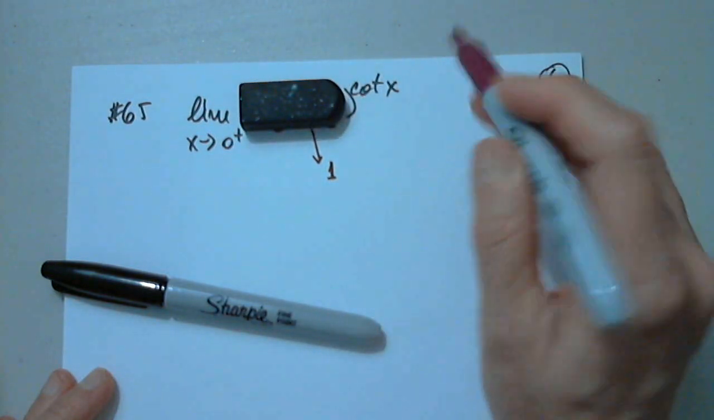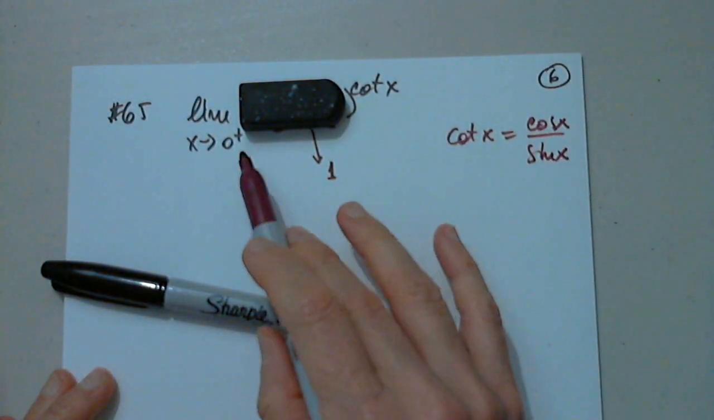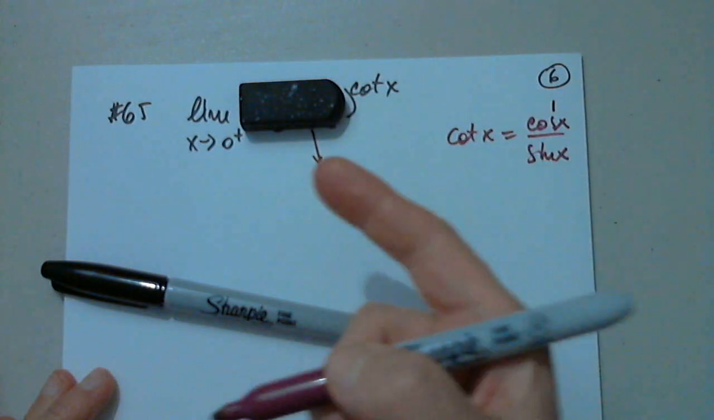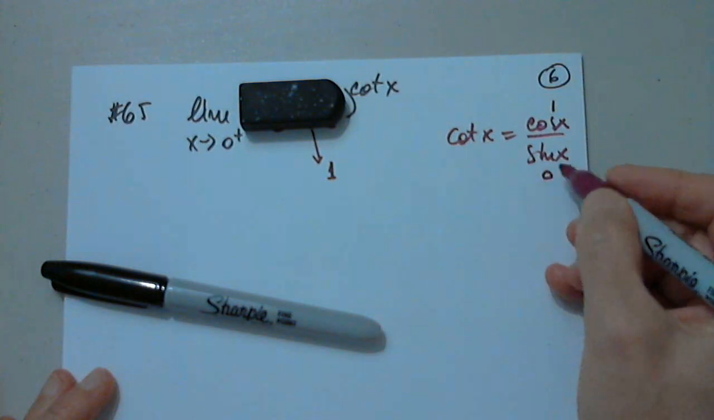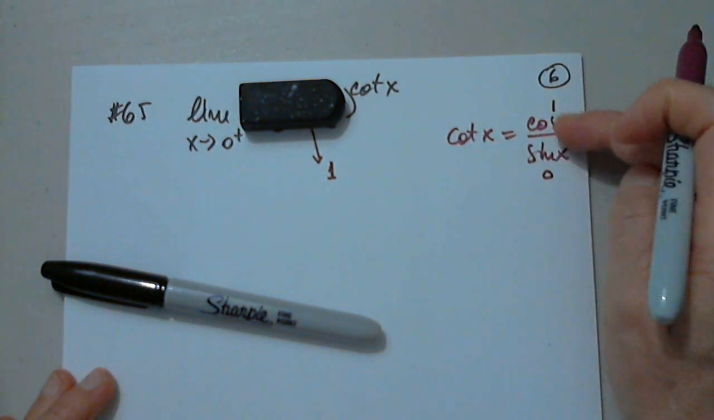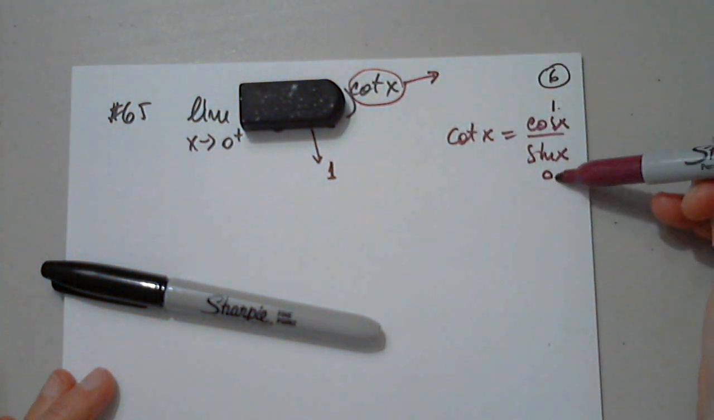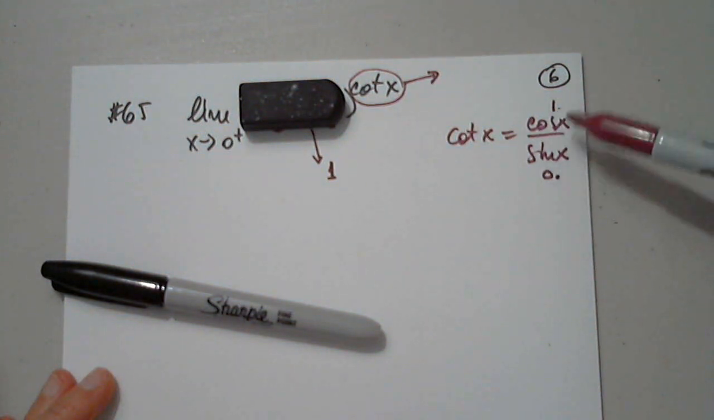Where is this going? Remember, cotangent x is cosine x over sine x. What is the value of cosine at 0? 1. And what is the value of sine at 0? 0. Yes. And this is trouble. Both are positive. Where is this going? And they're both positive, and 0 from the right, first quadrant.